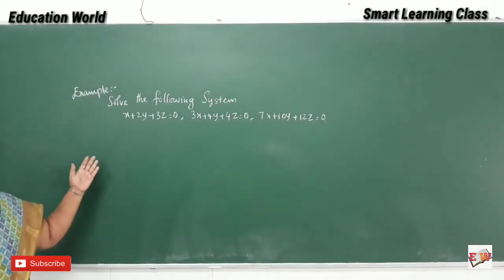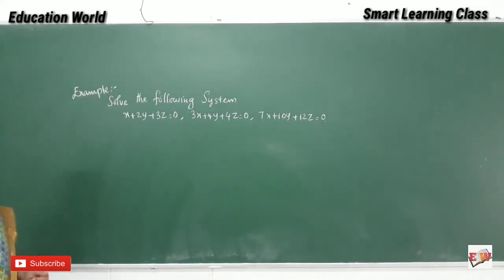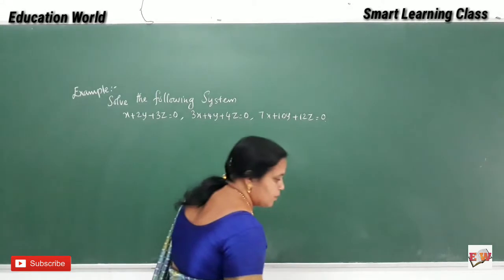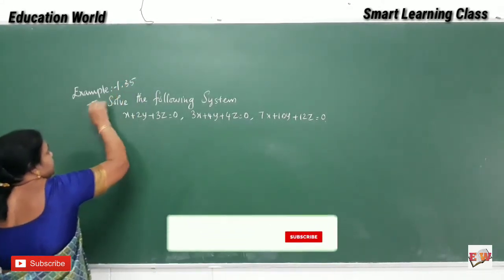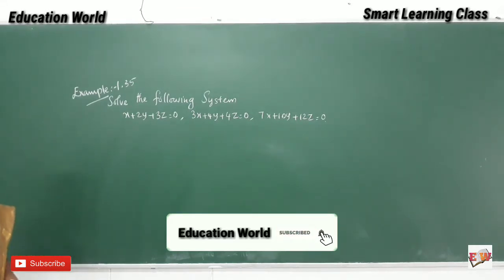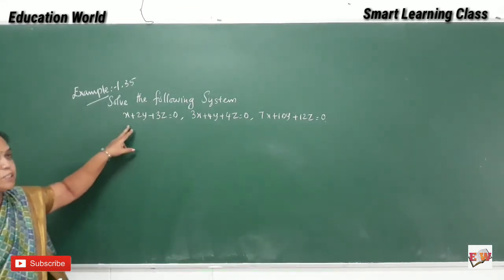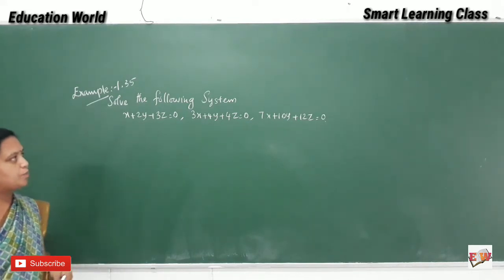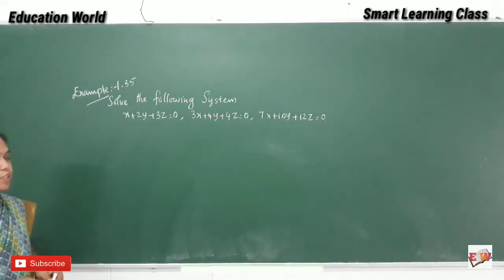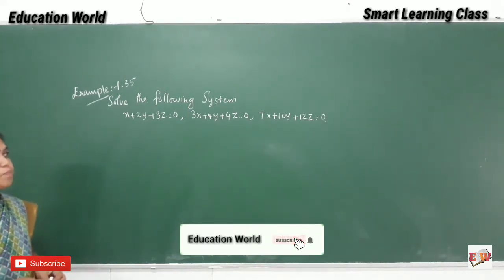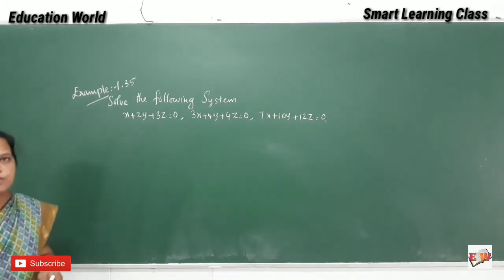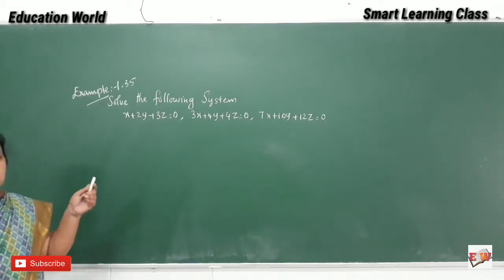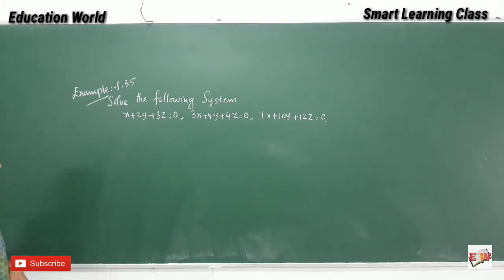Hi students, let us see the example 1.35. Solve the following system: x plus 2y plus 3z equal to 0, 3x plus 4y plus 4z equal to 0, 7x plus 10y plus 12z equal to 0. We have to find the solution for the three unknowns. Here the number of equations is equal to the number of unknowns.